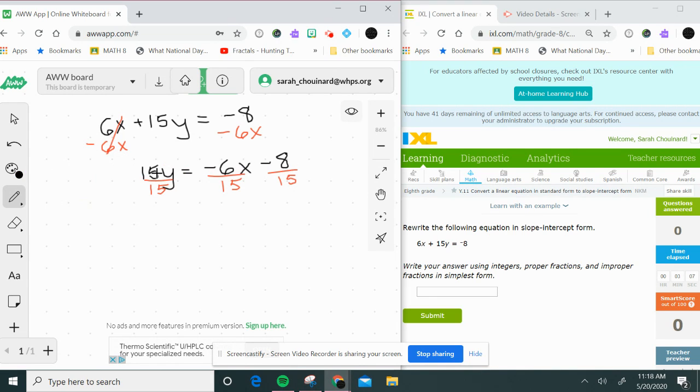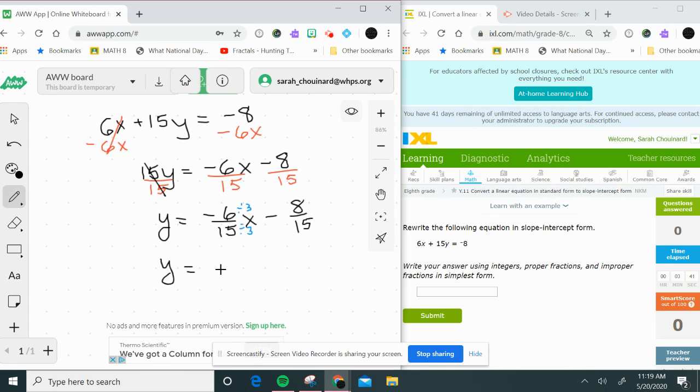And so that gets rid of the 15, leaving me with just y equals negative 6/15 x minus 8/15. So typically in slope-intercept form, we're going to leave our coefficients and our constants in fraction form. But if possible, we want to simplify the fractions. So this fraction 6/15, the top and bottom both have a factor of 3 in common. So I'm going to divide the top and bottom by 3 just to simplify it.